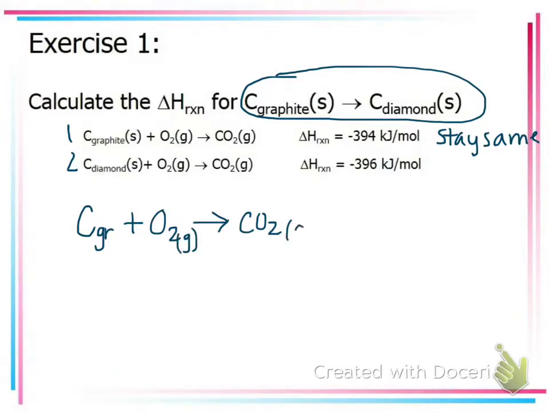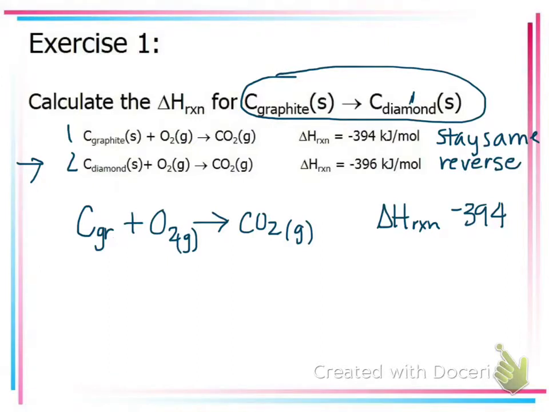Because for water, the delta H is different for steam, liquid water, and solid water. So you need to pay attention to that. Delta H remains the same, so we're going to say negative 394. I'll add my units later because I'm running out of room. But if we look at this equation, diamond is on the reactant side, and we need diamond on the product side. So we are going to reverse this equation.